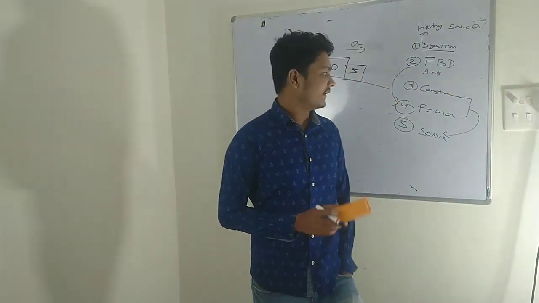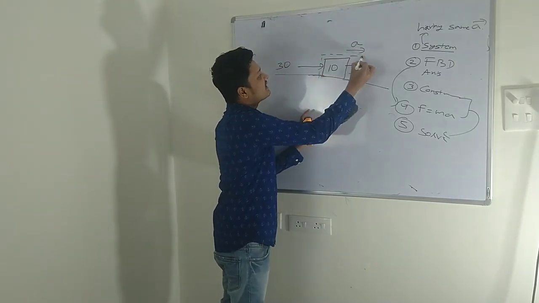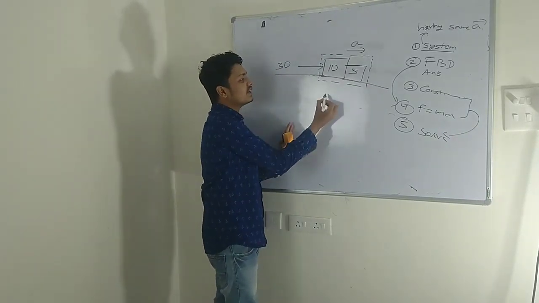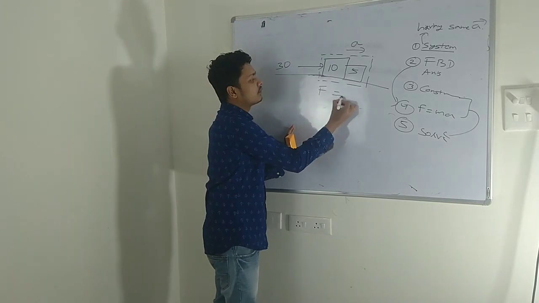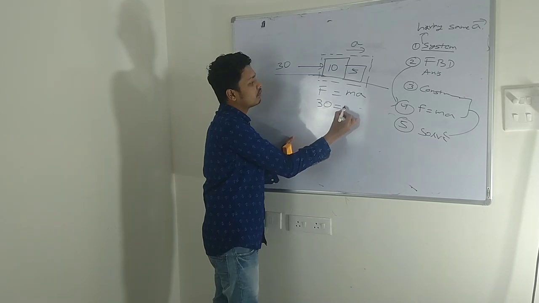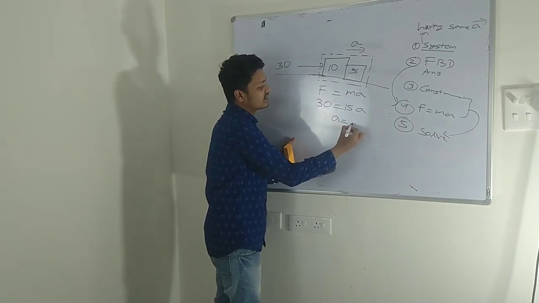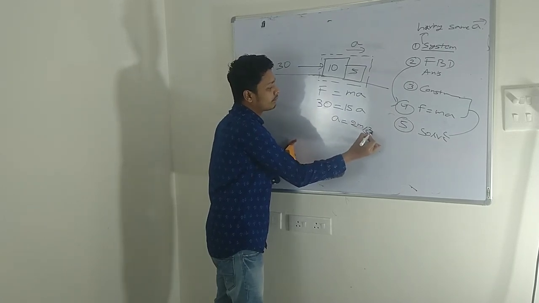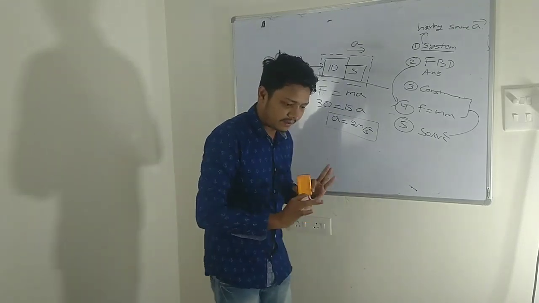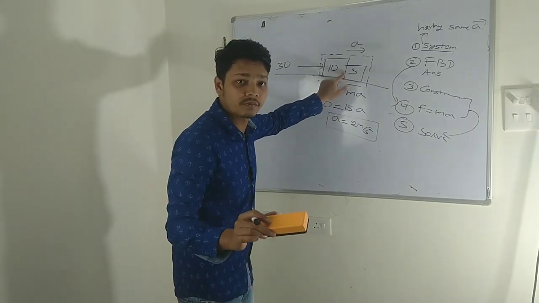Right. So now I took 10 and 5 kg as a system. So acceleration: F is equal to ma. So net force 30 is equal to mass of the system, 15, into A. So A is equal to 2 meter per second square. That's fine. We got the acceleration. But the question was how to find the normal force.